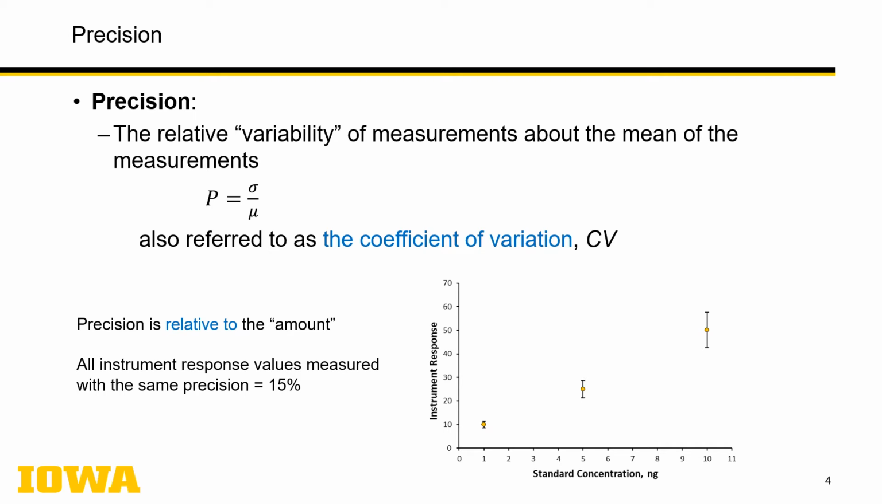So here's an example manipulated by me in a spreadsheet so that the precision is always 15%. But you can see here, just to emphasize the point, that 15% for a standard concentration of 10, as shown here, has much larger error about it than would a precision of 15% about a standard concentration of 1. So you have to keep that in mind when dealing with precision as defined this way.